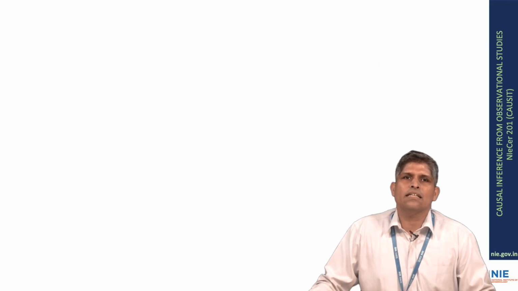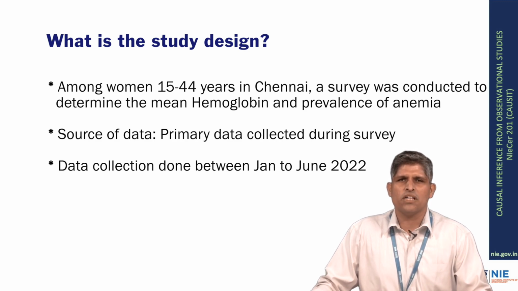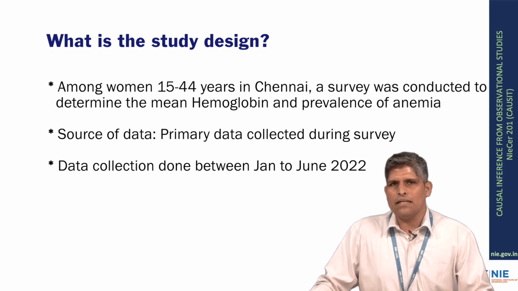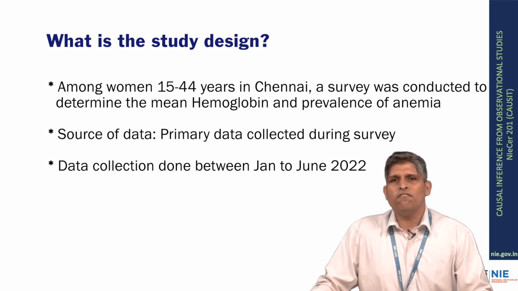Let us look at this second scenario. Among women 15 to 44 years in Chennai, a survey was conducted to determine the mean hemoglobin and prevalence of anemia. Here, the source of data was primary data collected during survey, and the data collection was done between January to June 2022. A common mistake made here is that these kind of studies are classified as longitudinal study designs or cohort study designs because with reference to calendar time, the study data was collected from January to June 2022.